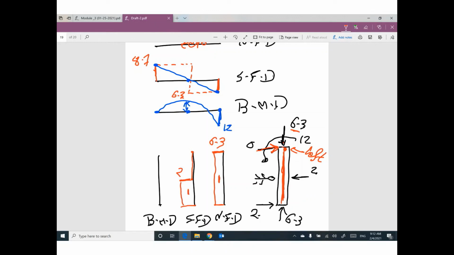For bending moment diagram, we have a value here 12, negative. Because the value of this moment is negative. I can figure out the value here will be also negative 12. And the value here will be 0. So you can draw your bending moment diagram looks like this.